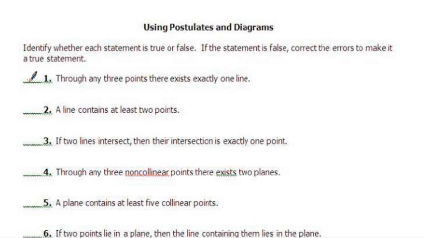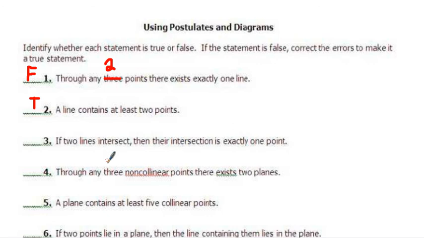The answer to this one is false. In order to make this correct, we would need to say that through any 2 points, there exists exactly one line. Number 2, a line contains at least 2 points. This one is going to be true. A line can actually contain an infinite number of points, but there will always be at least 2.